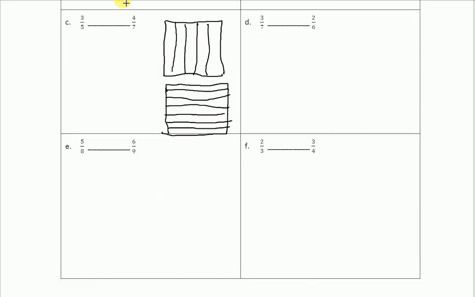Okay, so for the next one, for C, we're going to need to split it up into 5ths and 7ths. So we're going to do 5ths with our vertical lines and then 7ths with our horizontal lines. And then of course you're going to want to color in how many of those. So we're going to have 3 over here, 3/5, and then going this way, we're going to have 4/7. So I'm going to do 4/7 in here, 2, 3, 4/7. And it's really hard to tell which one is bigger until we do the math.